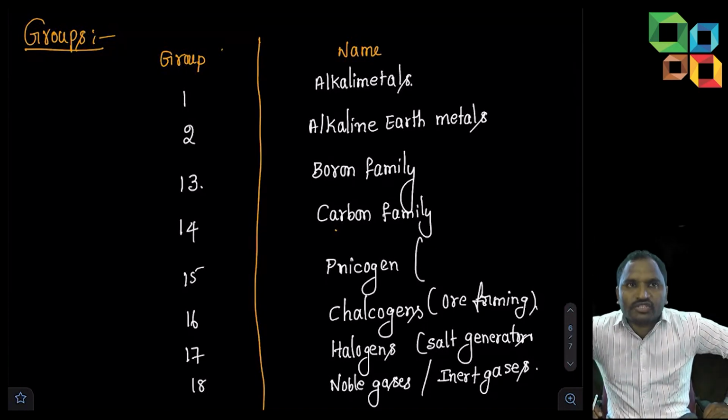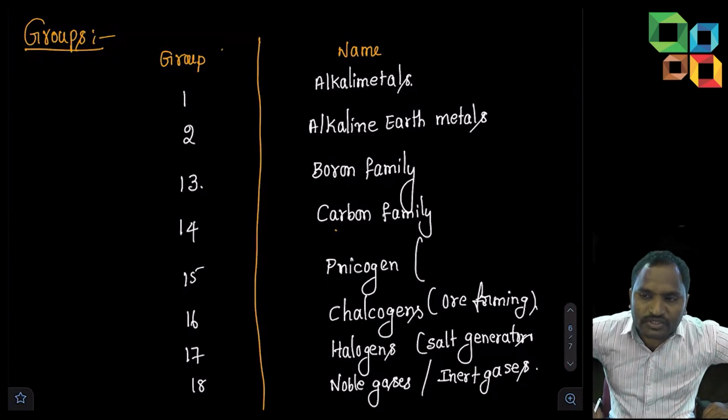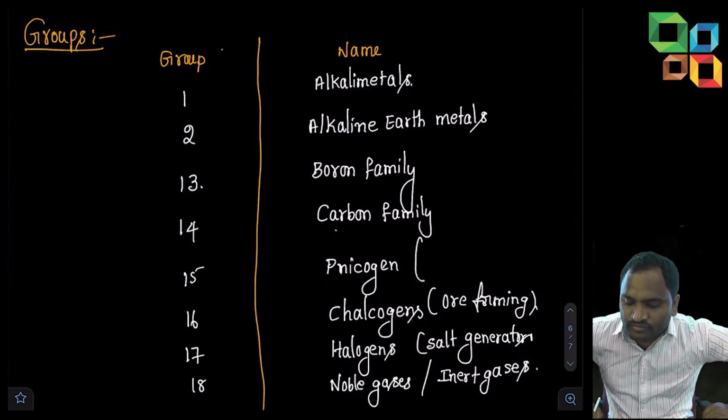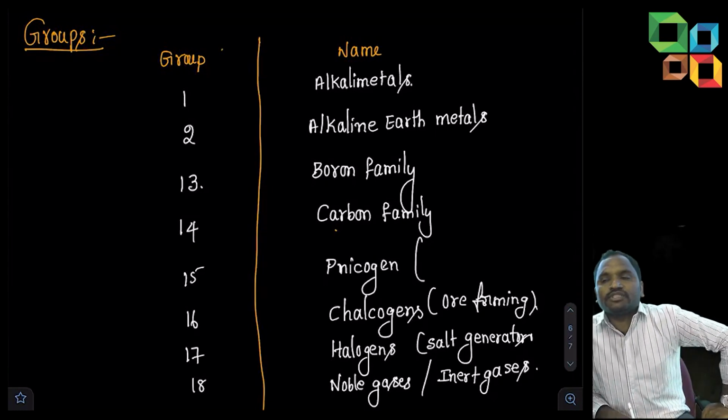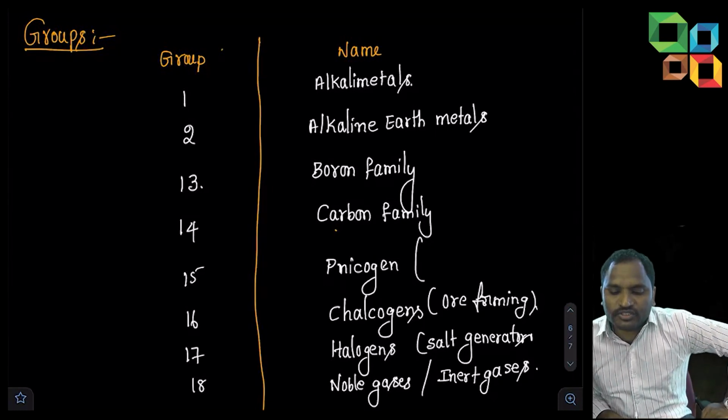These elements are also called zero group elements. The valencies are zero. Valency of these elements is equal to 0.